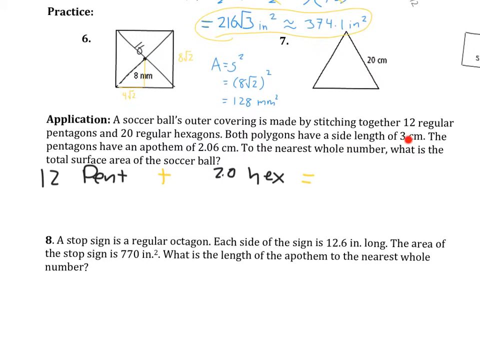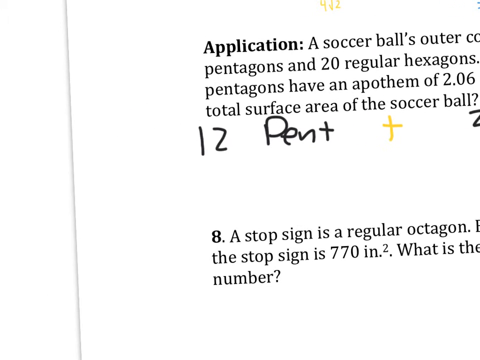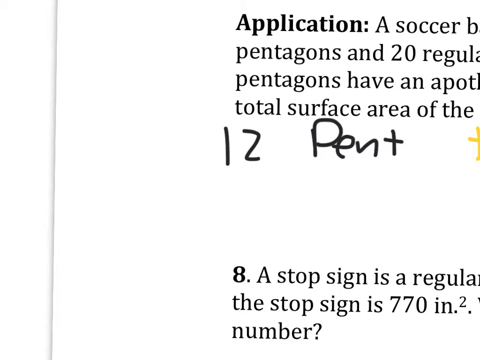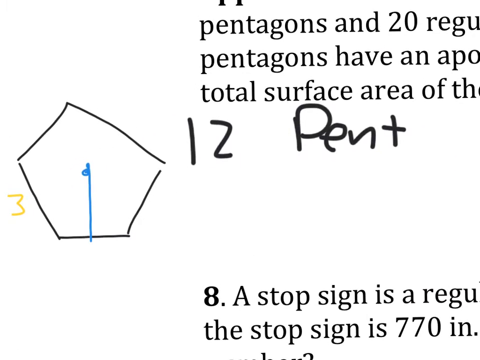So we might need to draw this out, but we'll see. Both polygons have a side length of 3. And the pentagons have an apothem of 2.06. So to the nearest whole number, what is the total surface area of the ball? So if you find out that a sketch will help, go ahead and do that real quick. I'm going to draw a quick pentagon here with the given information. We're told that it has a side length of 3, and an apothem of 2.06.